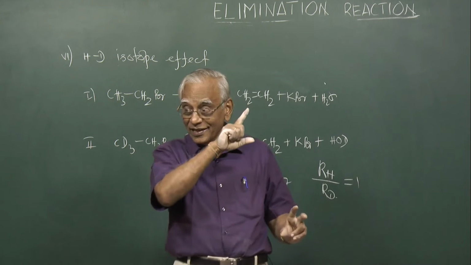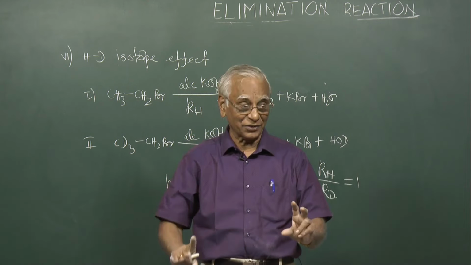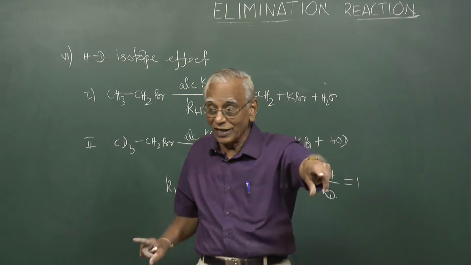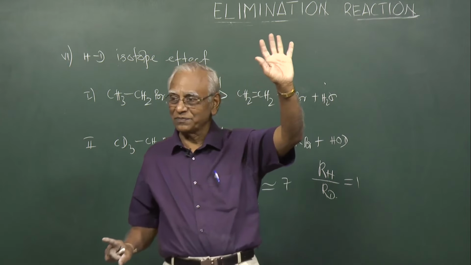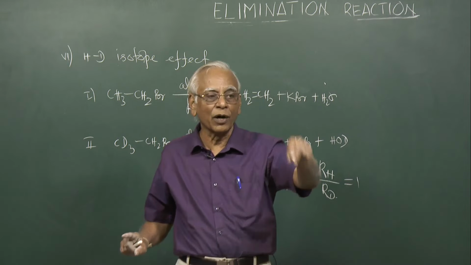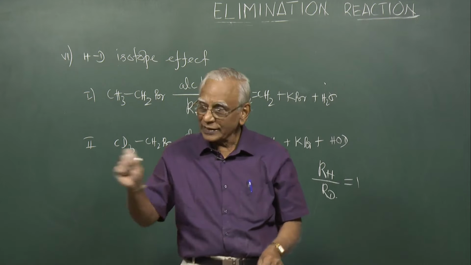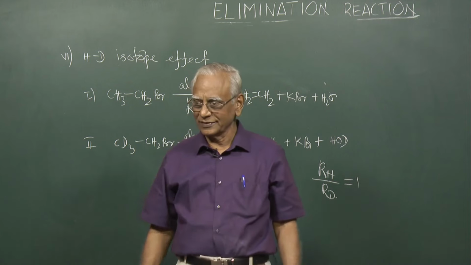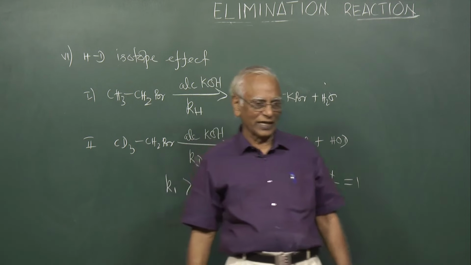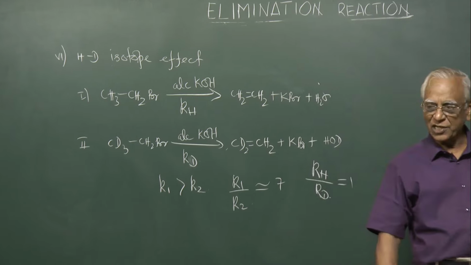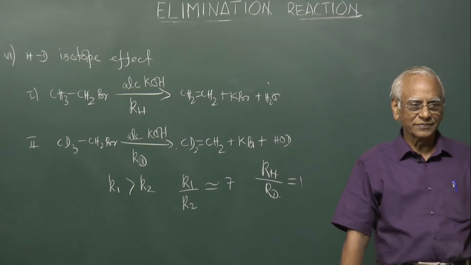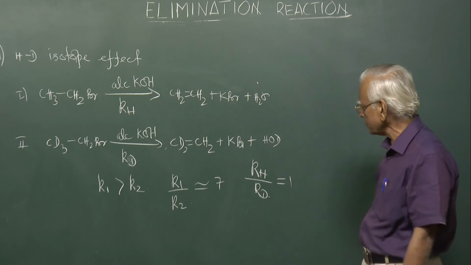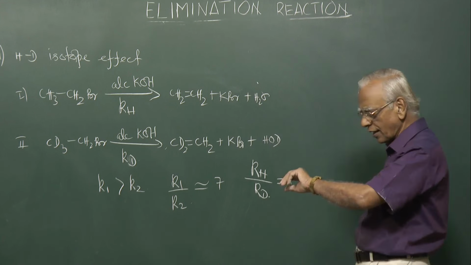Now tell me, in aromatic electrophilic substitution reaction, is the carbon hydrogen bond broken in the rate determining step or a fast step? Fast step. So if the carbon hydrogen bond is not broken in the rate determining step, there cannot be a hydrogen deuterium isotope effect. Therefore, in aromatic electrophilic substitution reaction, Kh by Kd must be equal to 1. It is immaterial whether you have hydrogen or deuterium. Is that okay?